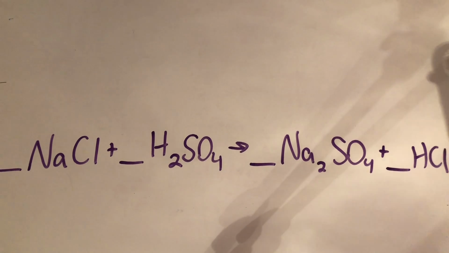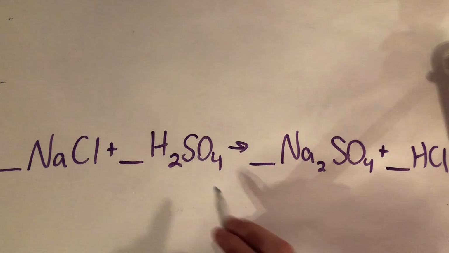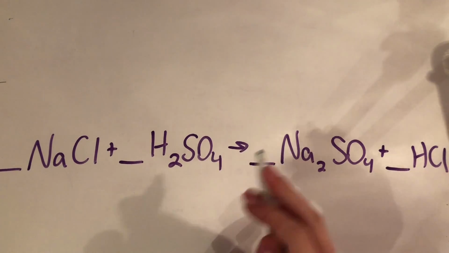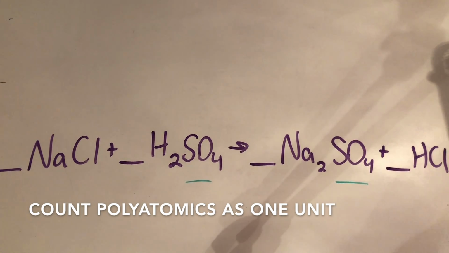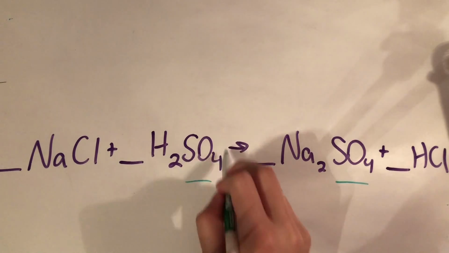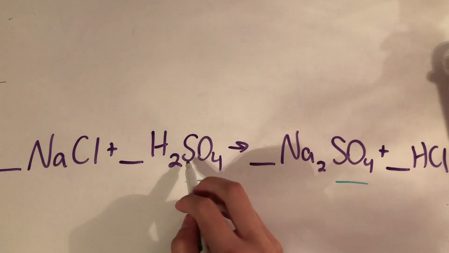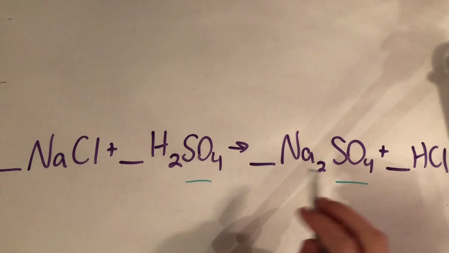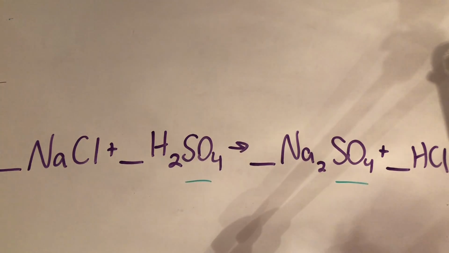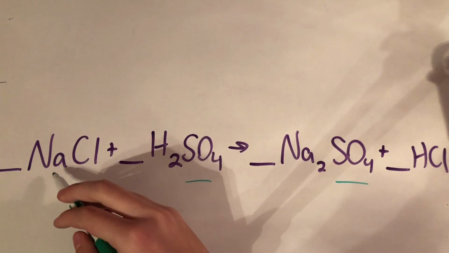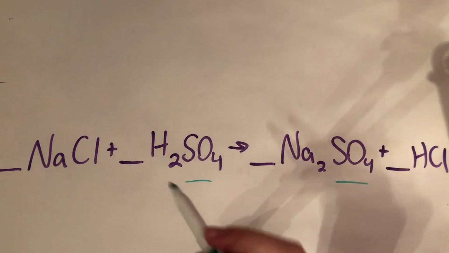So let's look at this double replacement reaction. So first off, we have a polyatomic. Polyatomic here is sulfate on both sides, and because it's the same on both sides, we're going to count that as one whole unit. We're not going to be like, oh, there's 1 sulfur and 4 oxygen. Oh my god. No, it's just sulfate together as 1. So now that we know that, let's start out with sodium.